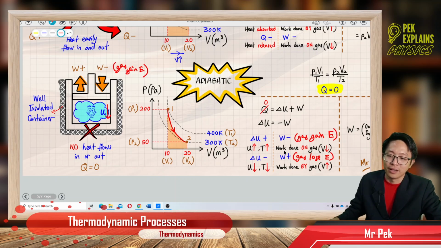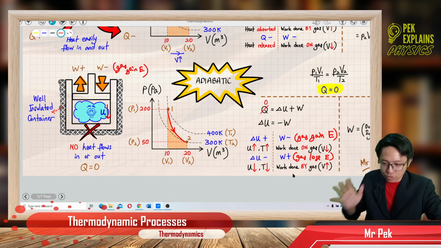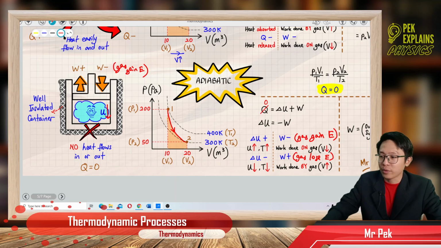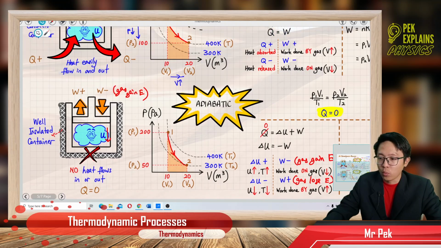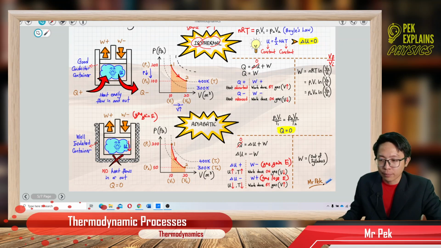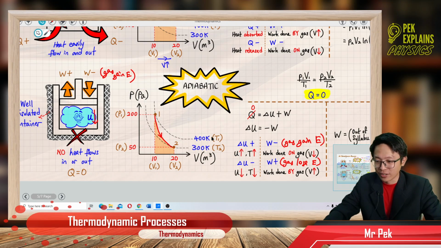Okay? So that's it. So actually, this process from 1 to 2, I want to explain now. Why is it, isothermal process and adiabatic process? Both of them are curved lines. But why is the adiabatic process steeper? The curve for the adiabatic is steeper compared to isothermal. Why?